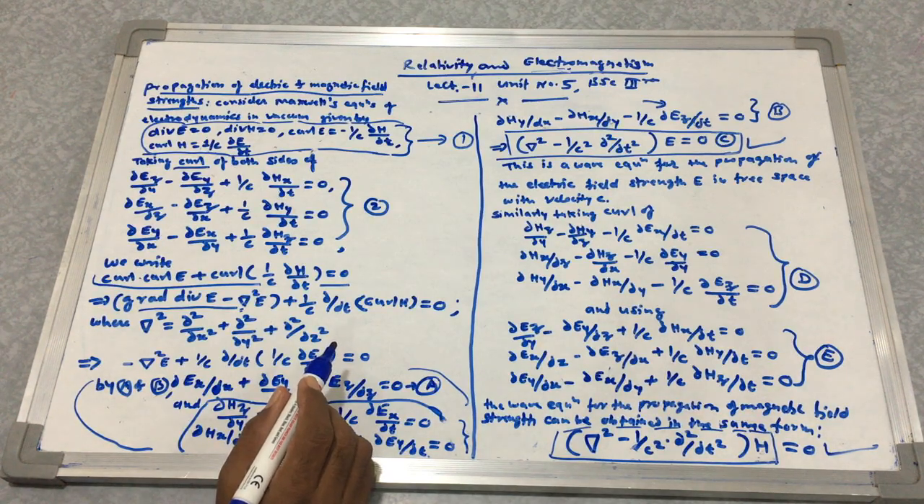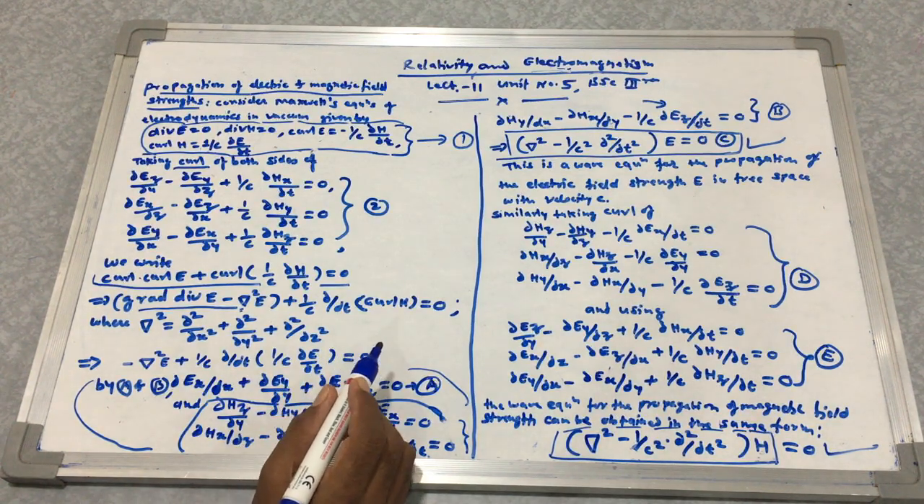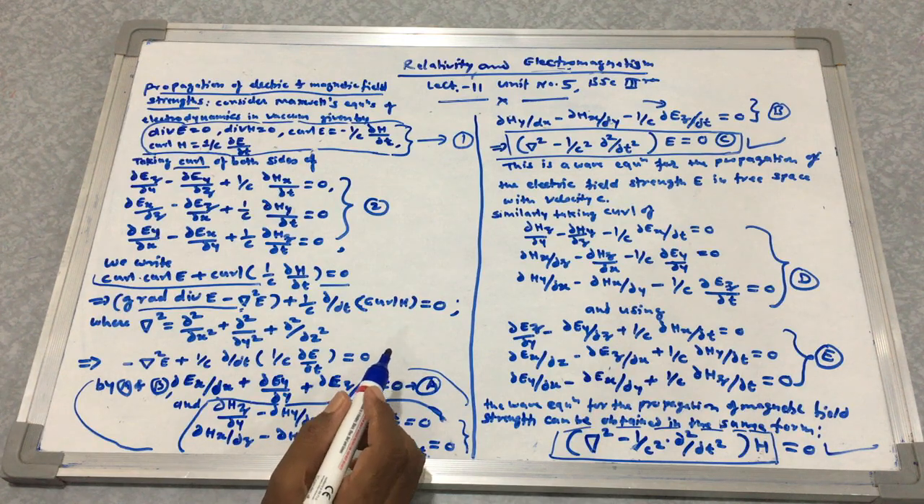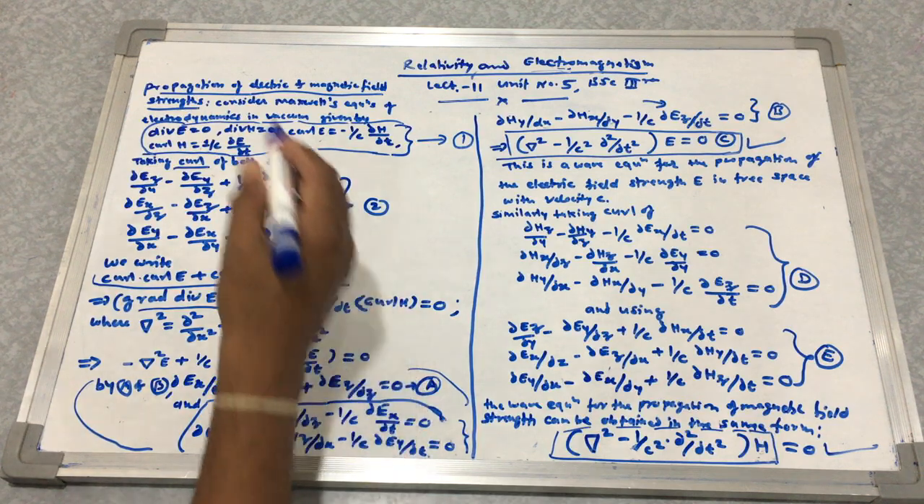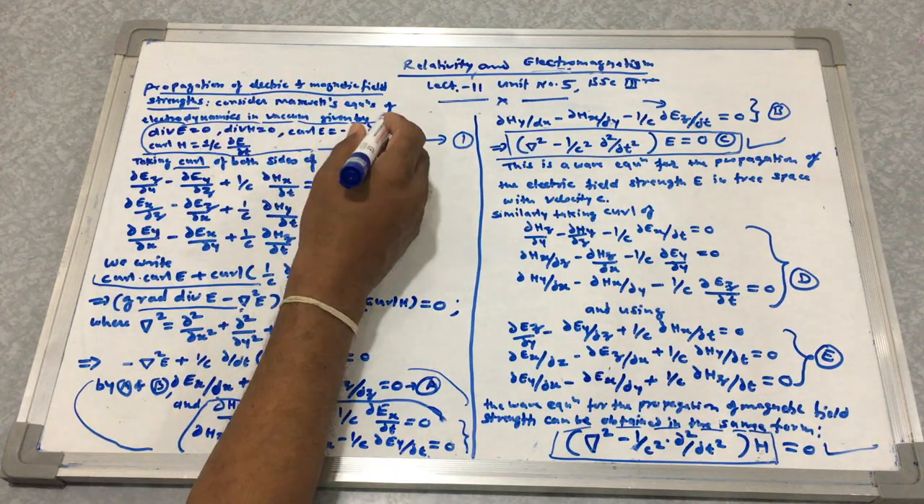Relativity and electromagnetism. Unit number 5, lecture number 11, BSc third year. So, propagation of electric and magnetic field strengths.